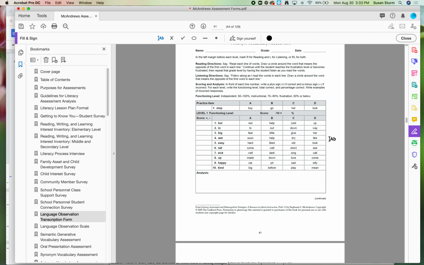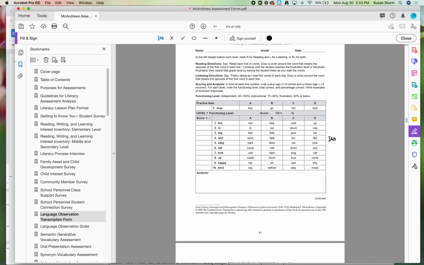So throughout each assessment, in front of each line, you're going to write a plus sign if correct, a minus if incorrect, and then calculate the total and the percentages, which is nice and easy because they're both out of 10, and that's how you get the functioning level of the student.